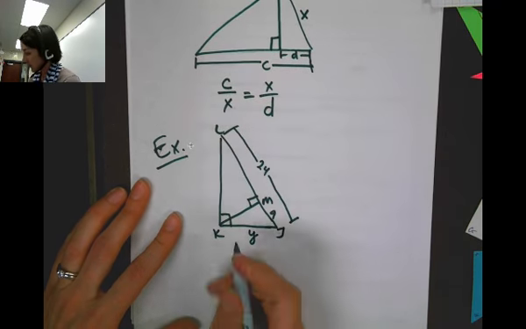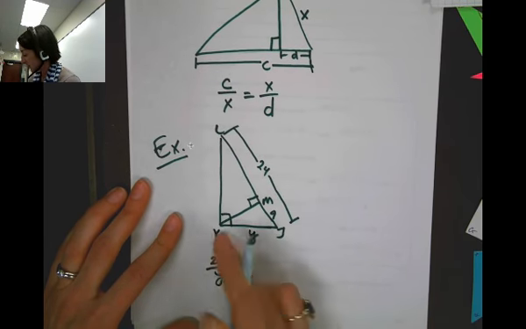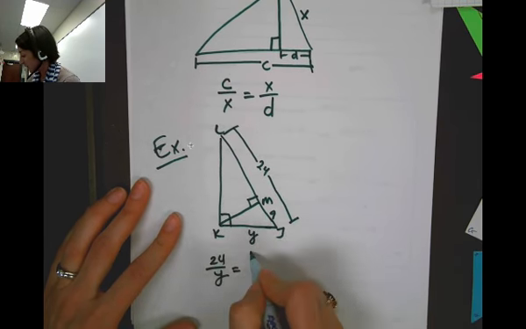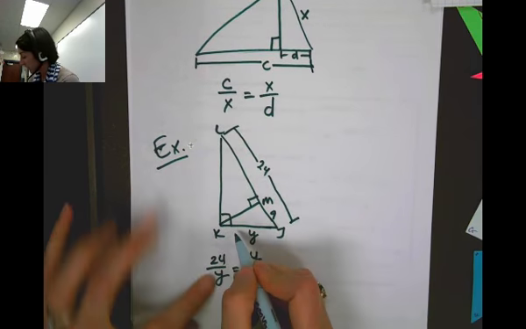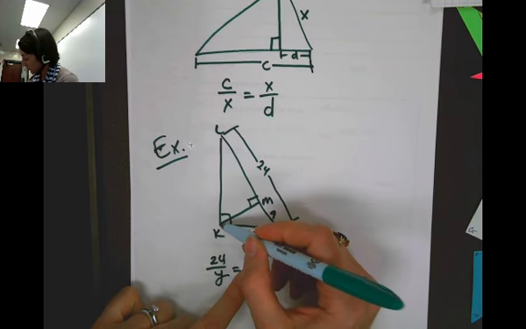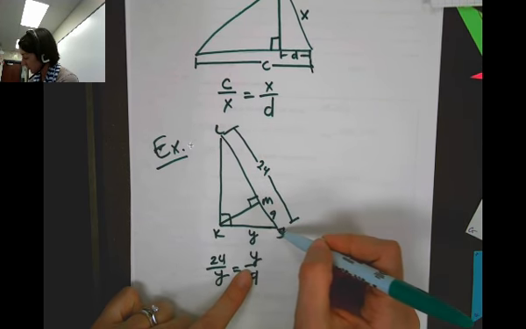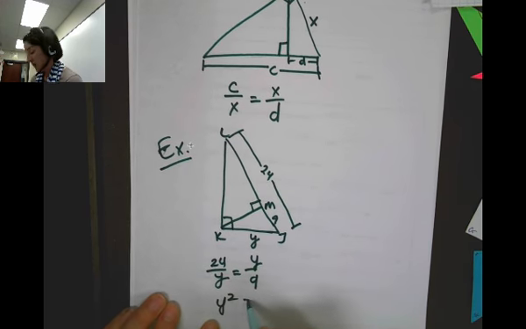Long distance, it's 24 is to Y as Y is to 9. Hypotenuse of the big triangle to short leg of the big triangle is proportional to hypotenuse of the little triangle and short leg of the little triangle. And then it's that Y is the geometric mean. I'll do this math here for you. Y equals the square root of 216, and we're going to give our answer in simplified radical form.